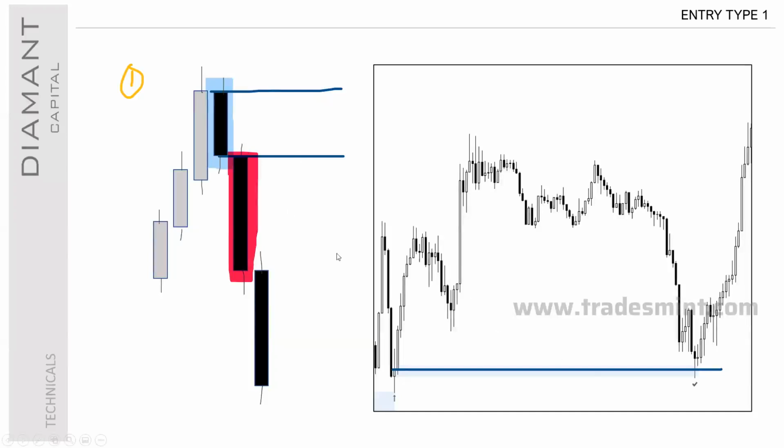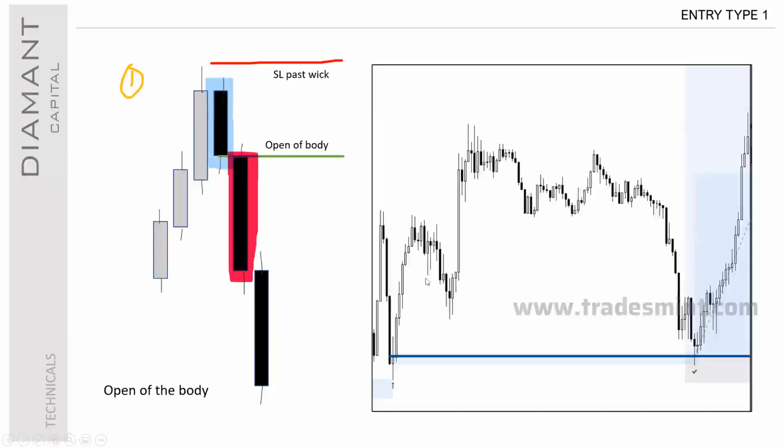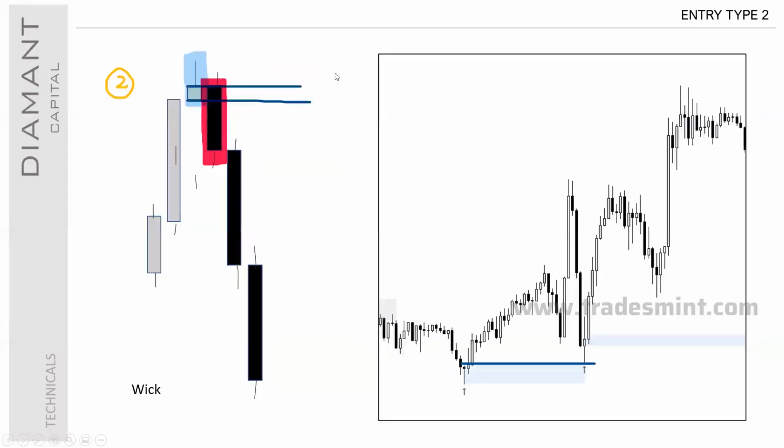Now, this is exactly what we're seeing with the engulf candle. Comes straight back down. Obviously, this is a discounted area. Enter off that body. How does the trade look? Entry right off the body, stop loss beneath the lows. Like I said here, open of the body, stop loss past the wick. Type 2. This one is off the wick.